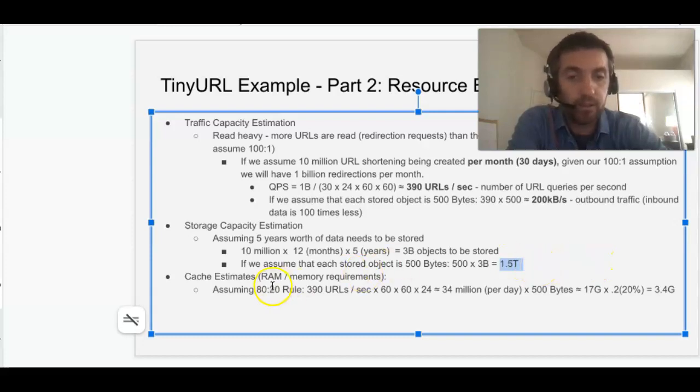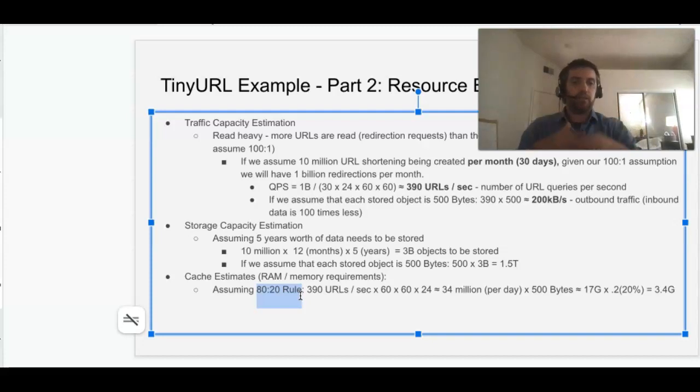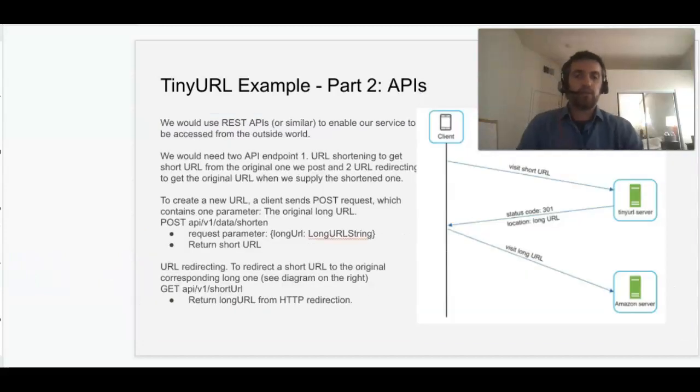And then again, this is kind of an important concept. When we talk about caching, we typically want to store 20% of our data that's most frequently accessed. So if you look at the entire storage requirement for 24 hours, take 20% of that and it will give us our caching requirement. So easy thing to remember, 80-20.